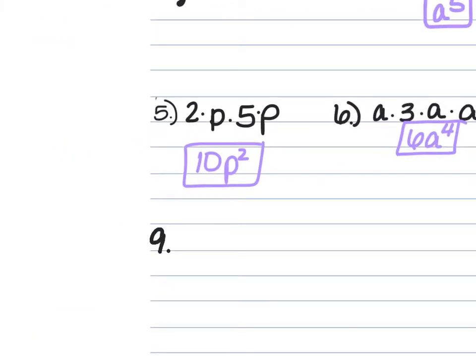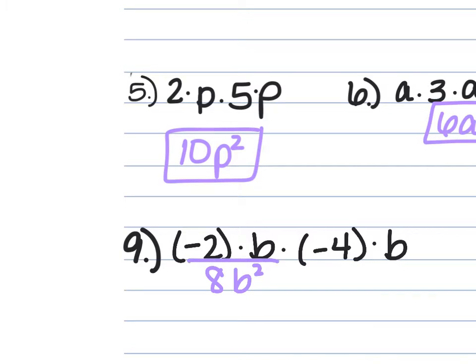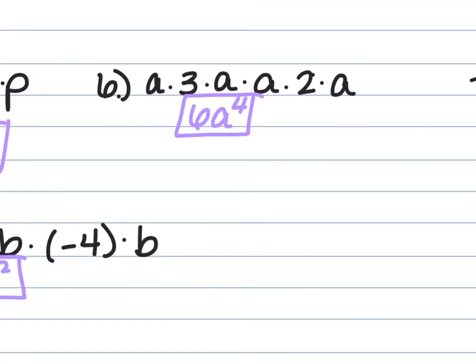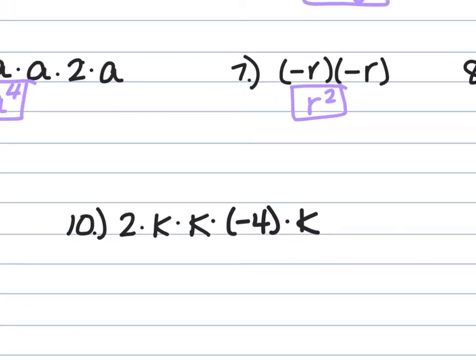For 9, we have negative 2 times b times negative 4 times b. So negative 2 times negative 4 is a positive 8, and b times b is b squared. For 10, we have 2 times k times negative 4 times k times k. So 2 times negative 4 is negative 8. K times k times k is k cubed.